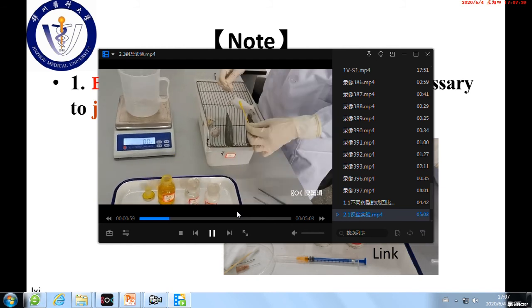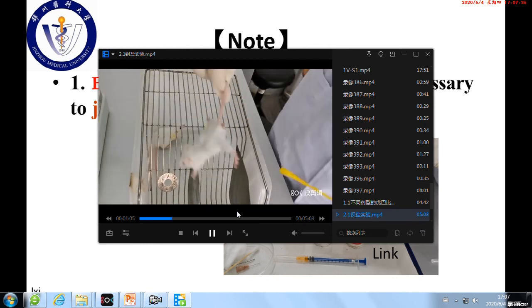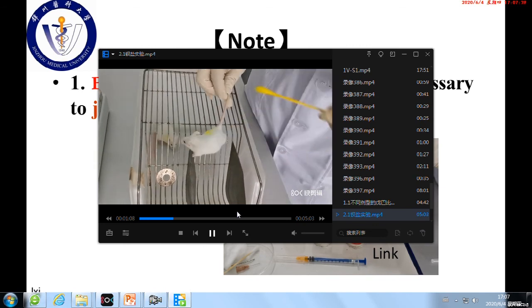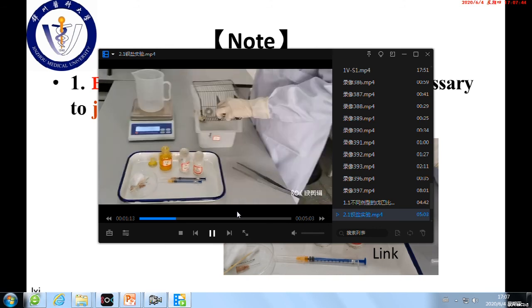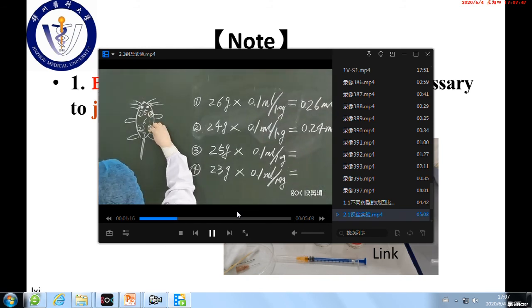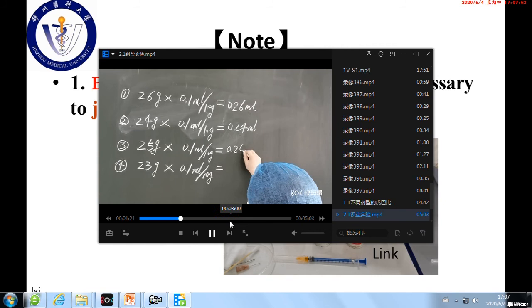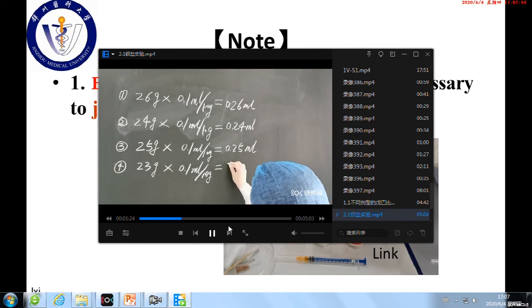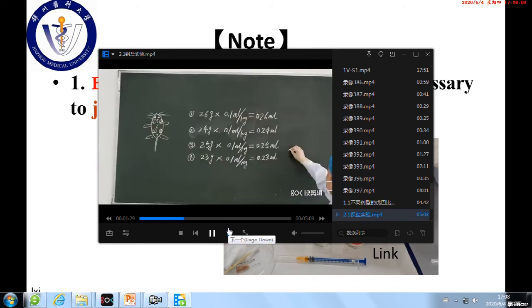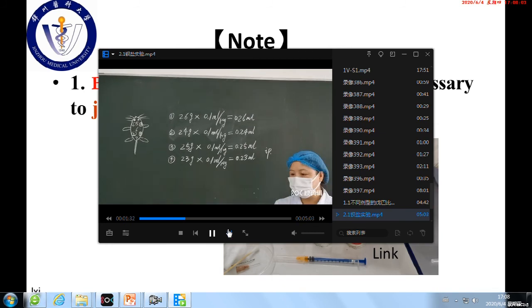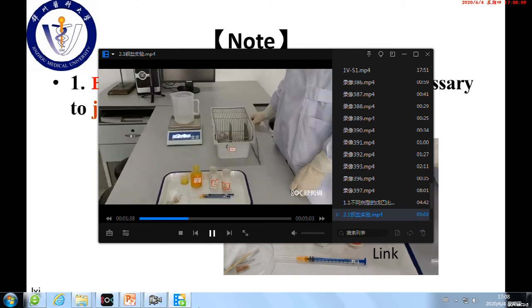Apply this yellow solution, picric acid, at the right side, different from number 3. This is number 4. And calculate the required volume of the drug. Number 3, 0.25 milliliter. 0.23 milliliter for number 4. Both administration routes are peritoneal injection.